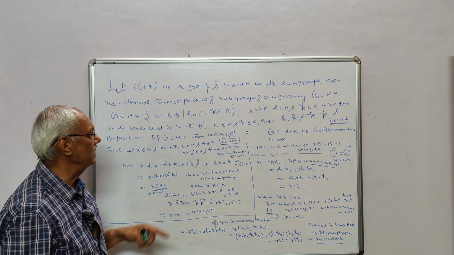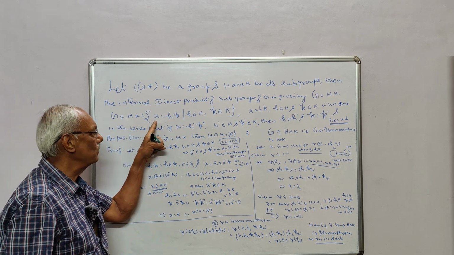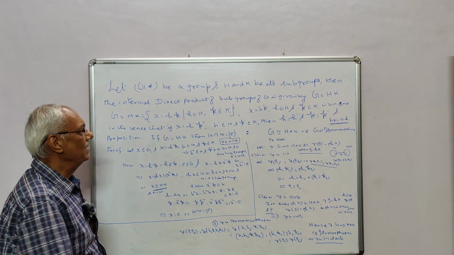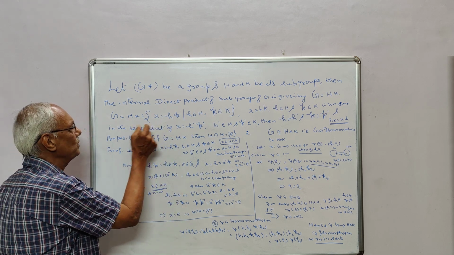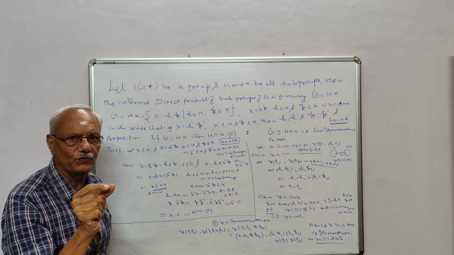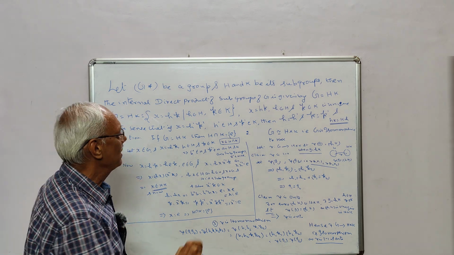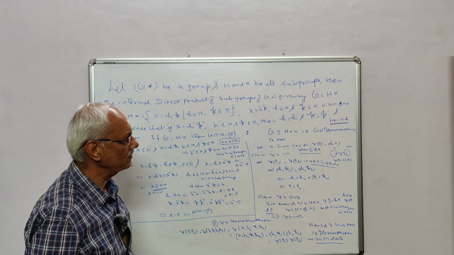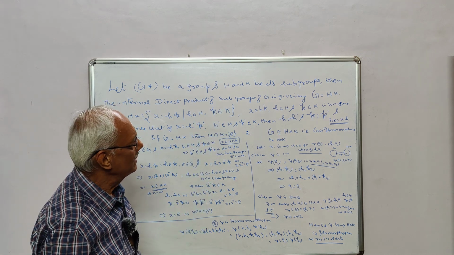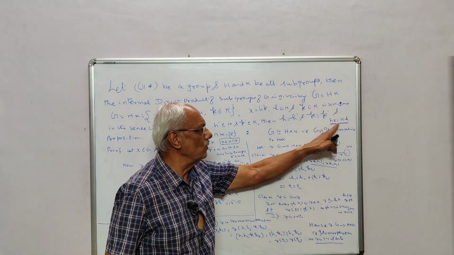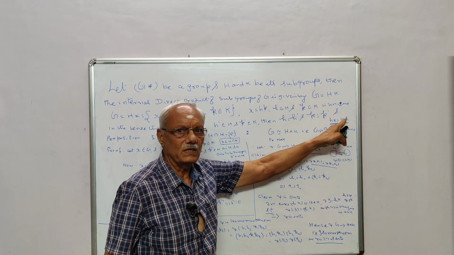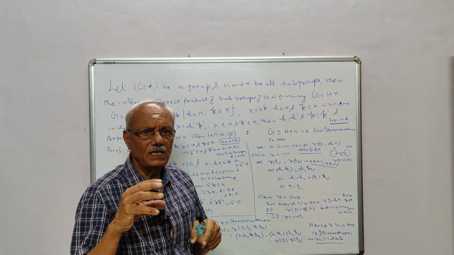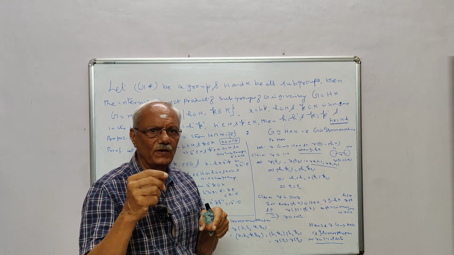HK is a set consisting of all the elements of the form x = hk. Any element you take in HK will be of the form h into k, where h belongs to H and k belongs to K. And HK is equal to KH.